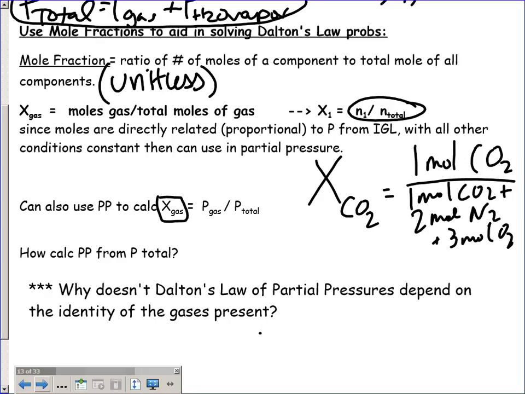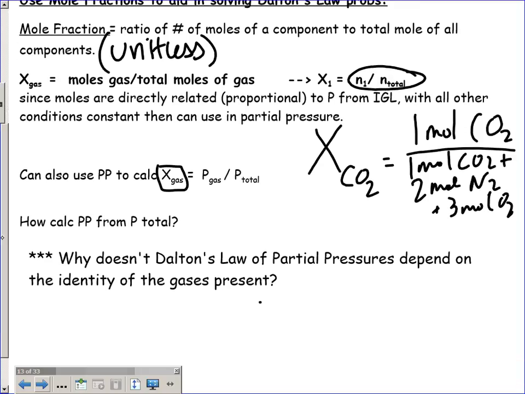Say again? Moles, so amount versus collisions or pressures. But obviously they're directly related because as you increase the moles, what should happen with pressure? It should also increase. So that's where we're comparing them because they are directly related. The ratios are directly related. It's really easy. So in this sense, and you guys have some of this in your reading guide, of course, write down if you need to. How do I calculate partial pressure from total pressure?